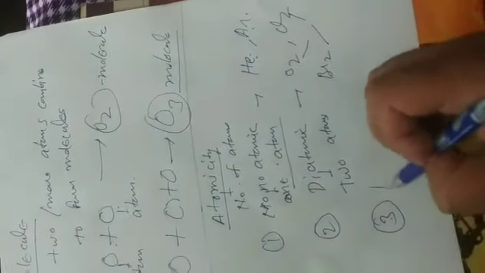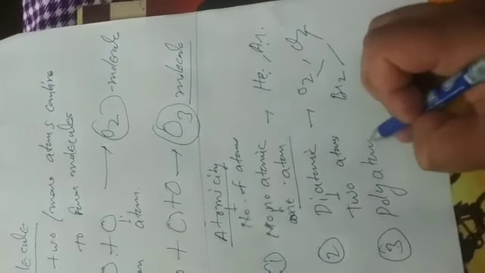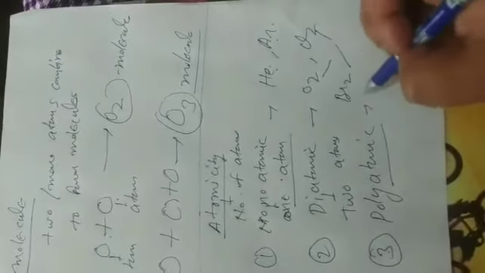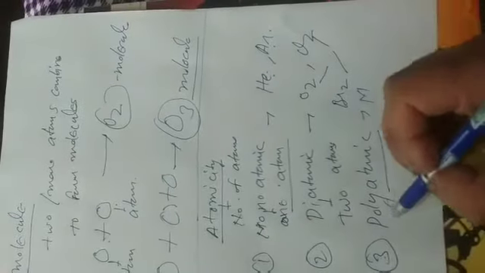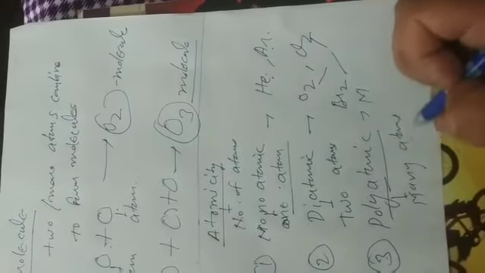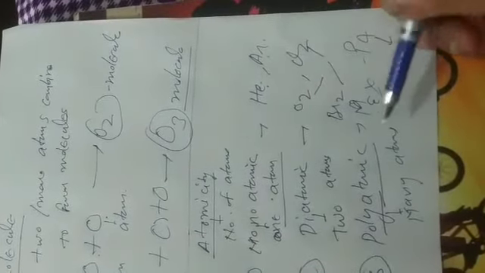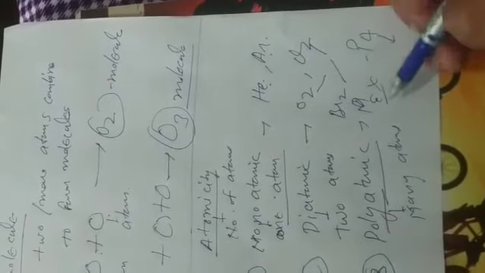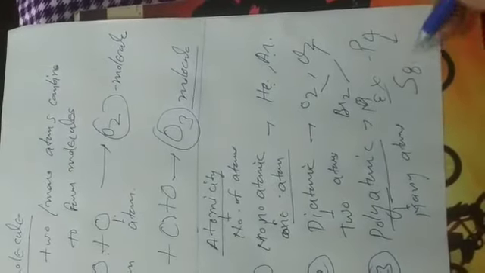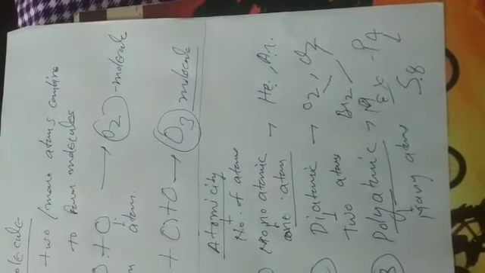The next is polyatomic. It means many atoms are present. Suppose P4. In this case, 4 atoms of phosphorus are present. S8 means 8 atoms of sulfur are present.